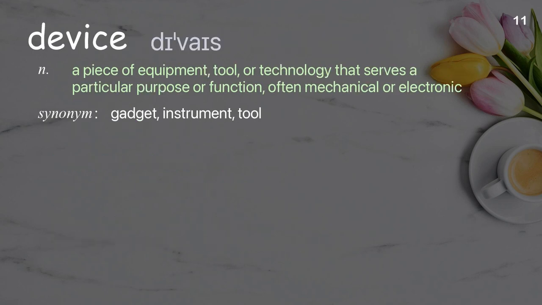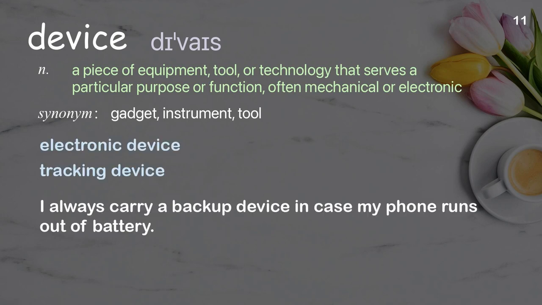Device: a piece of equipment, tool, or technology that serves a particular purpose or function, often mechanical or electronic. Examples: electronic device, tracking device. I always carry a backup device in case my phone runs out of battery.